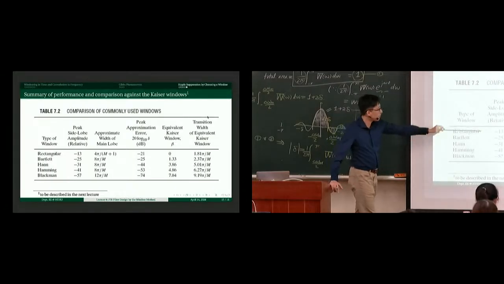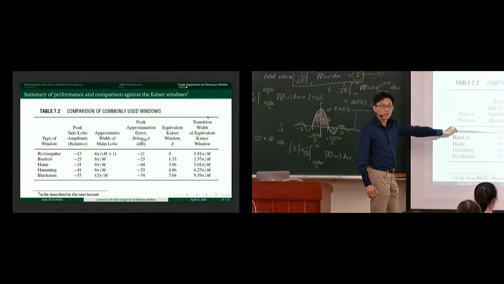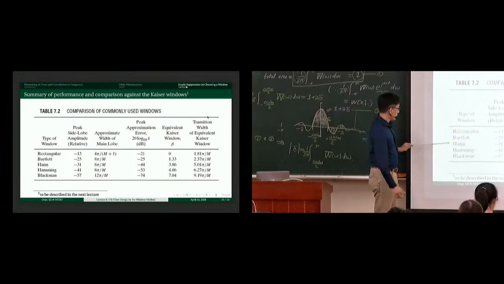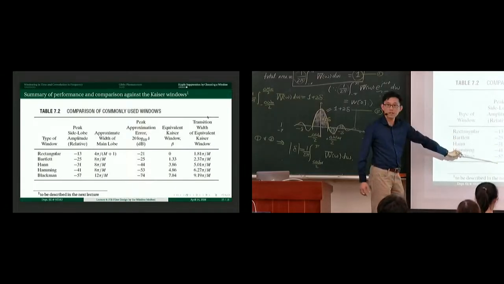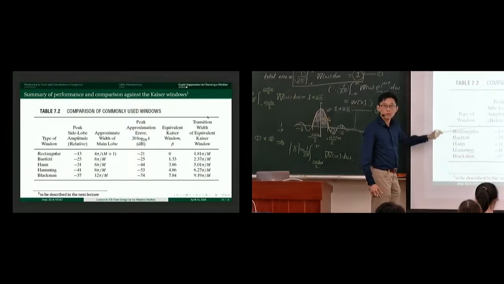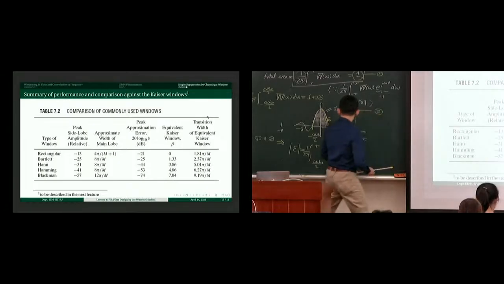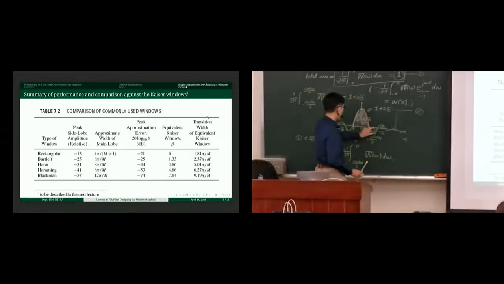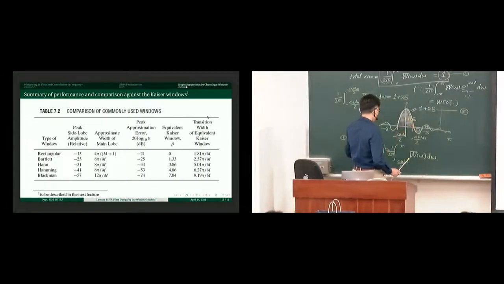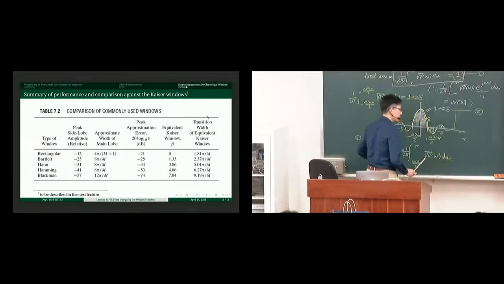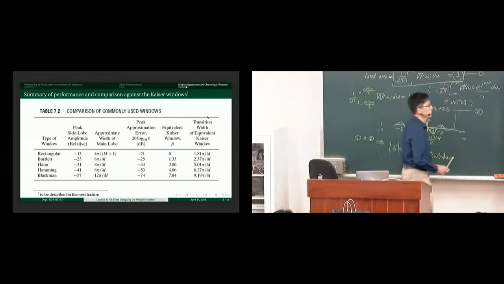The rectangular window has the tallest side lobe at minus 13, followed by Bartlett, almost 2 times better. Hann window, even better. This one, even better. The last one is the best. This one has the shortest side lobe among all the choices, which is good. And we've seen that when the height of the side lobe is small, that causes the integral to also be small.